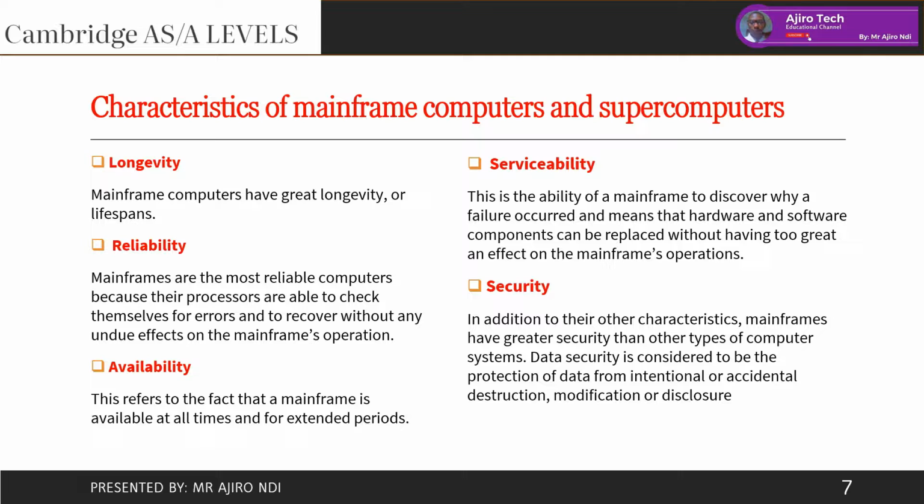It simply means that mainframe computers are the most reliable computers over other computers, other personal computers that you have, because their processors are able to, watch this, check themselves for errors and to recover without any undue effect on the mainframe operations. Now, the system software is also very reliable as it is thoroughly tested, and updates are made quickly to overcome any form of errors. So while the system is running, they're making updates to ensure that even if there's a slight bug, those errors are being overcome.